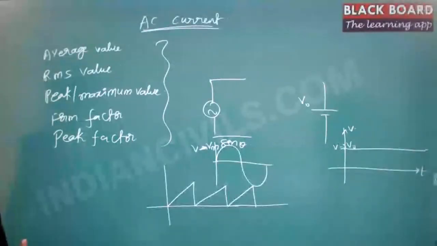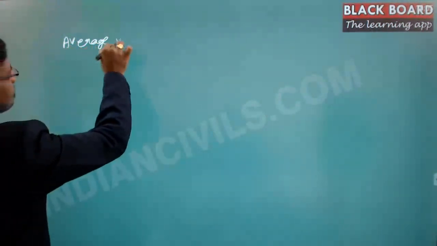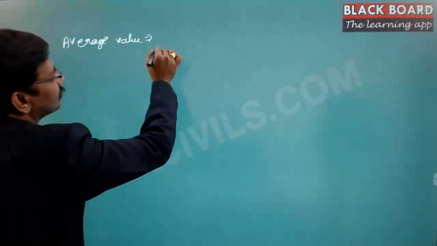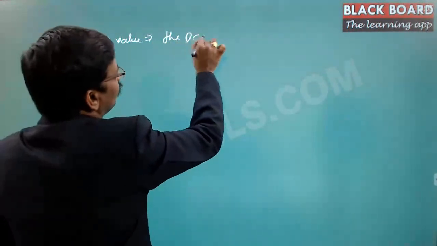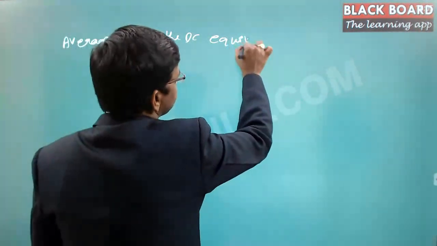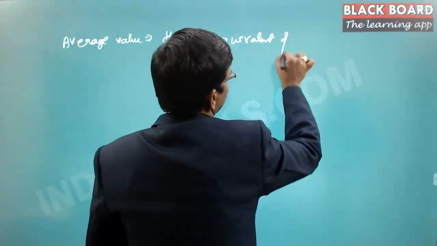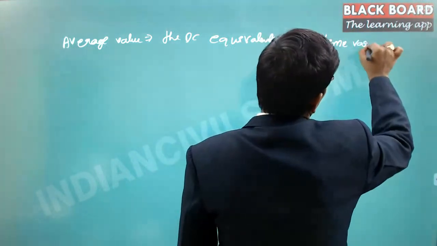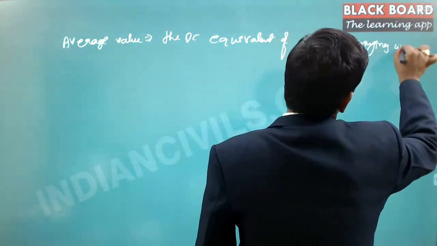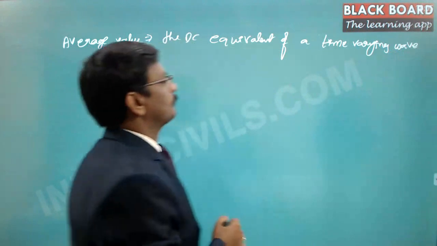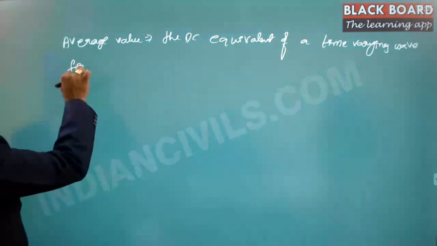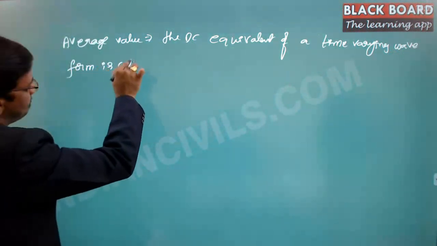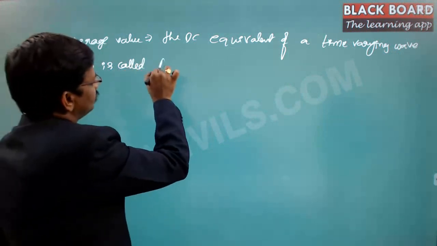Now see, what is the average value? The DC equivalent of a time varying waveform is called the average value.